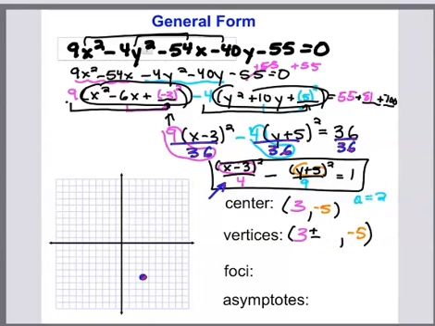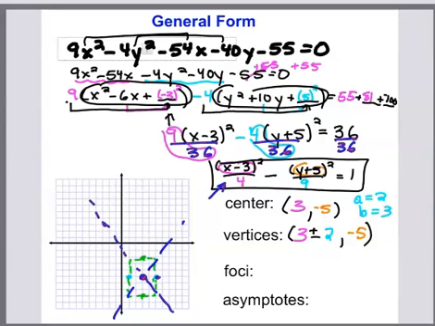Our b is going to be the square root of 9, which is 3. But we're adding and subtracting 2 there. So to the right we'll go 2, to the left we'll go 2. Up and down, we're going to go from the center up 3, down 3. Make our little rectangle. And we'll go through the corners of the rectangle and through the center. Those are our asymptotes.